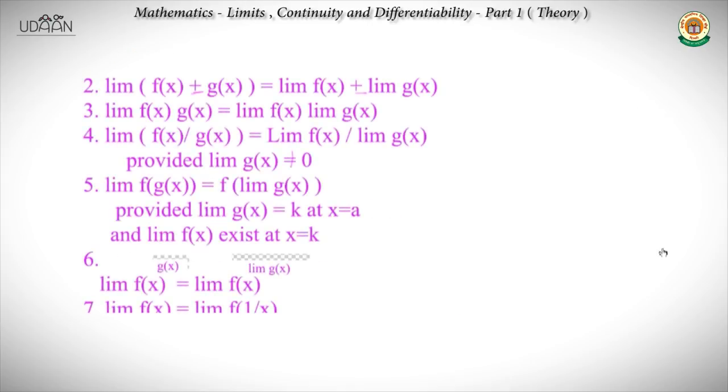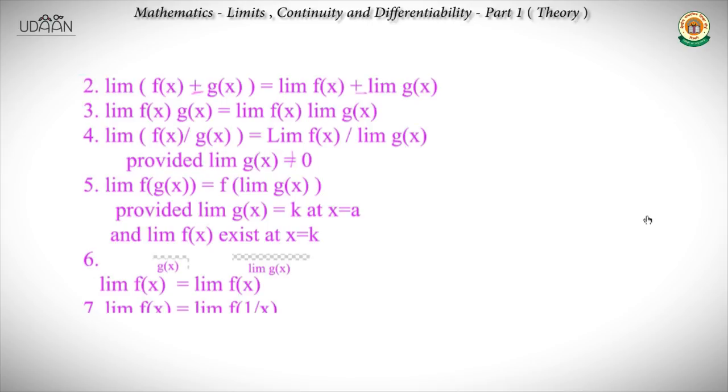Continuing with the theory, we have considered that limit f(x) and limit g(x) when x tends to a exist and are equal to finite values. So the second theorem over here is that limit x tends to a, f(x) plus or minus g(x) equals limit x tends to a f(x) plus or minus limit x tends to a g(x). This can be universally used in solving questions.